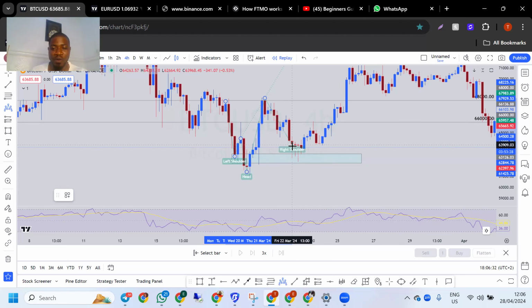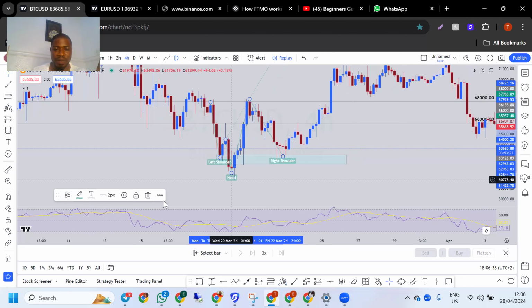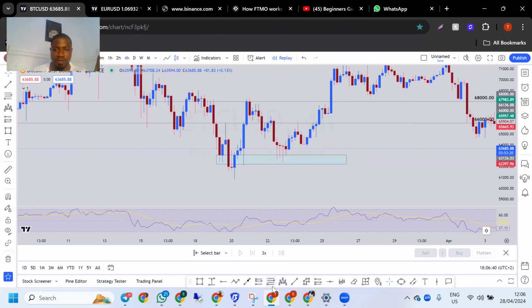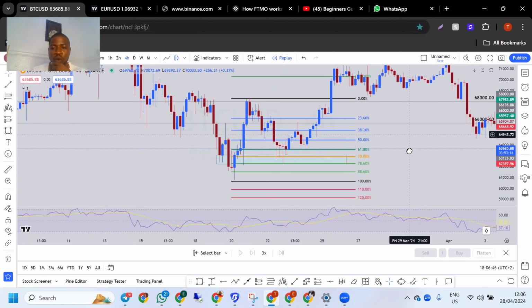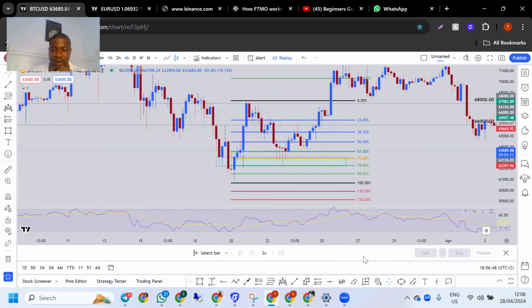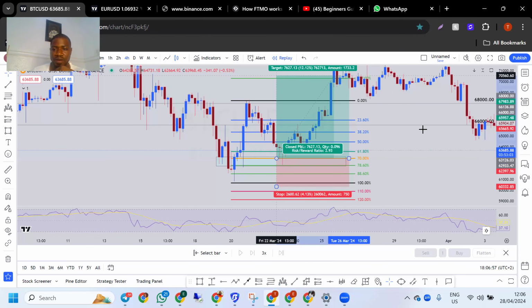Higher high, higher low. So let's put our Fibonacci. Okay, let me just delete this. You see it play out over and over again. Even if you want to be a robot in the market, you want to set a buy entry, just put your entry there. Put your take profit.